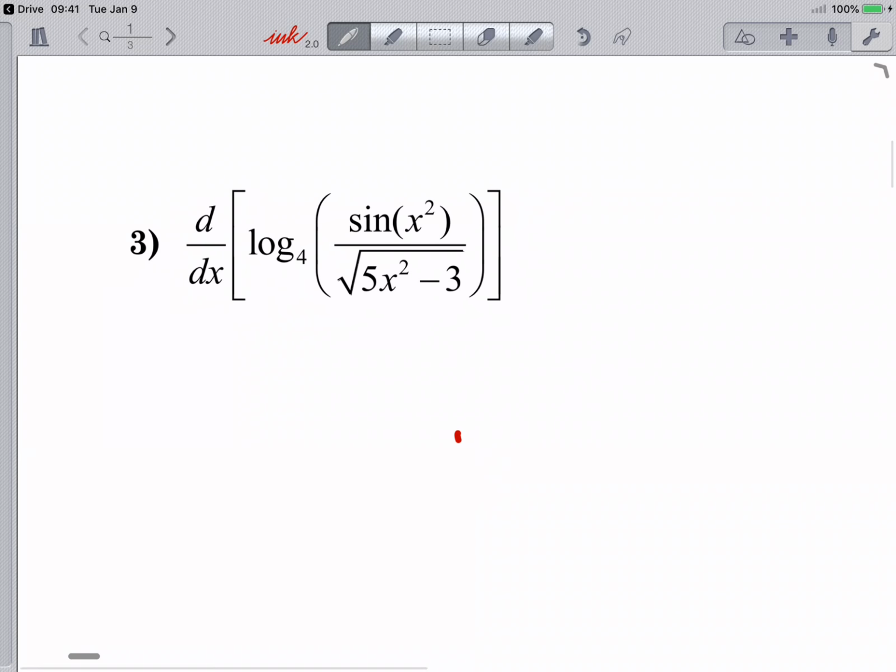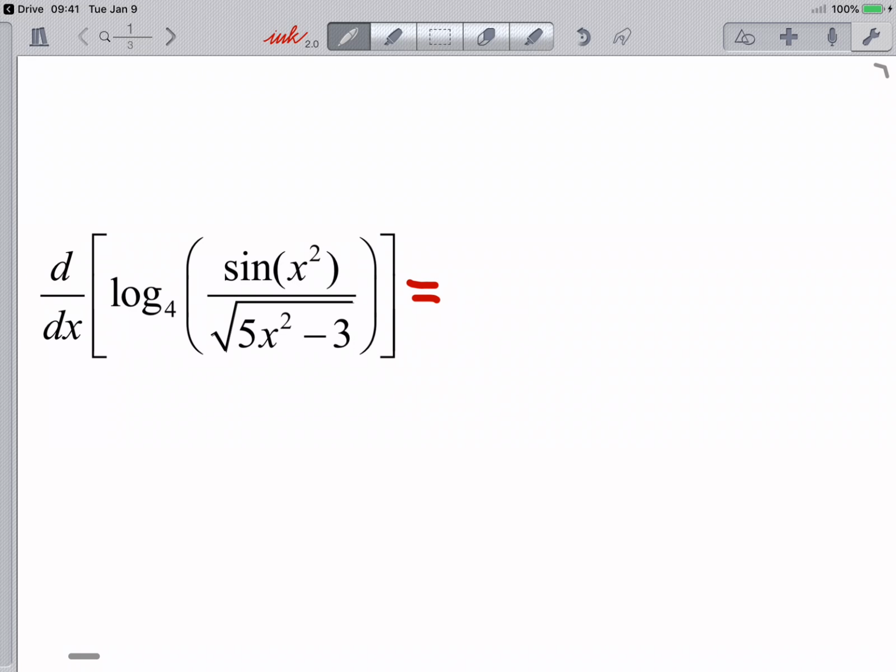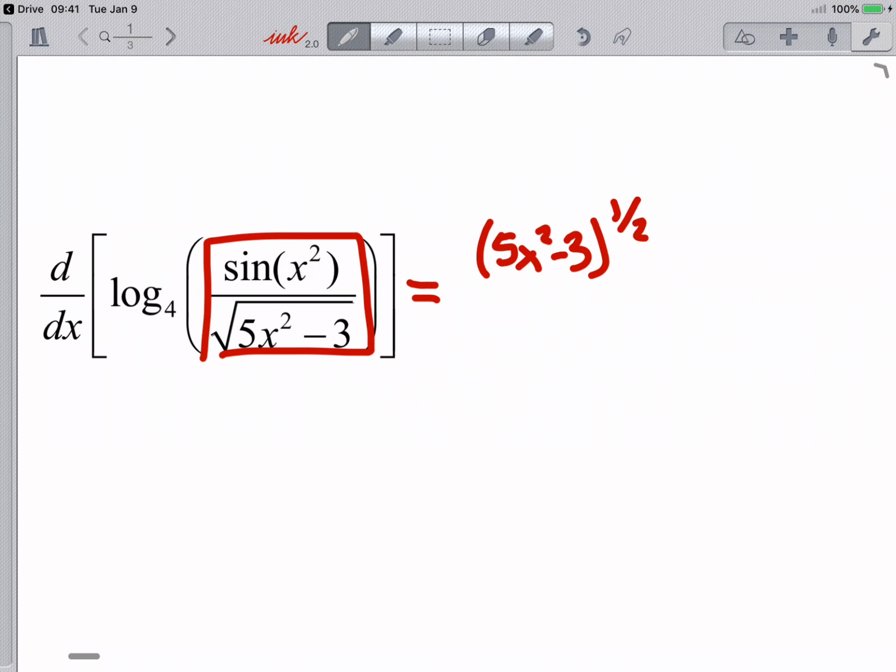Next one, I've got a logarithmic function. It's not a natural log, so I will have an extra component to this. But the gist is that I put this inside on the bottom, so I put 1 over that, which an easier thing to do is simply flip this, write the reciprocal. So 5x squared minus 3, the square root, but I'm going to rewrite that as to the 1/2. And then I put my sine of x squared on bottom. And then the catch with anything other than natural log is I'm going to have a times the natural log of my base on bottom.